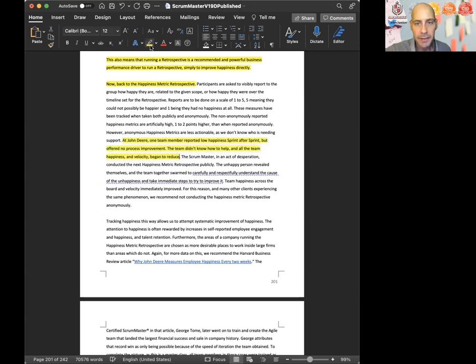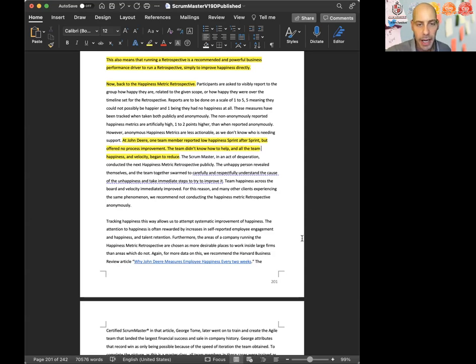The Scrum Master, in an act of desperation, conducted the next happiness metric retrospective publicly. The unhappy person revealed themselves, and the team together swarmed to carefully and respectfully understand the cause of the unhappiness and take immediate steps to try to improve it. Team happiness across the board and velocity immediately improved. So everyone's happiness went up and the speed of the team went up when they started running the happiness retrospective publicly, not secretly, not anonymously. For this reason, and many other clients experiencing the same phenomenon, we recommend not conducting the happiness metric retrospective anonymously.